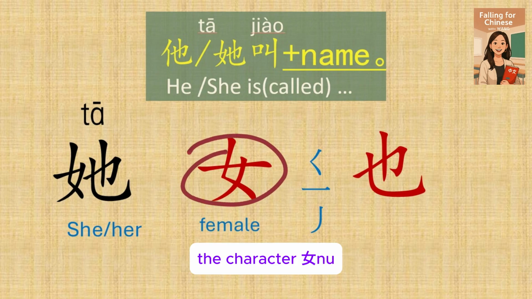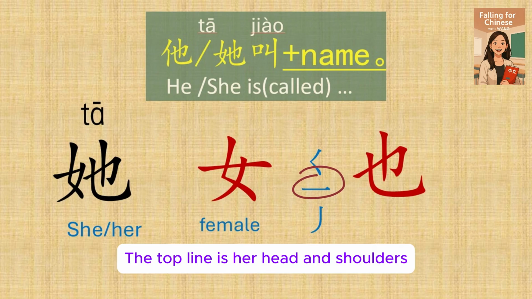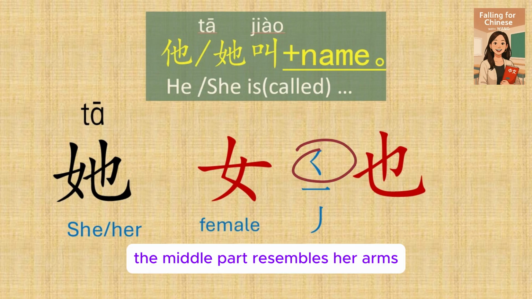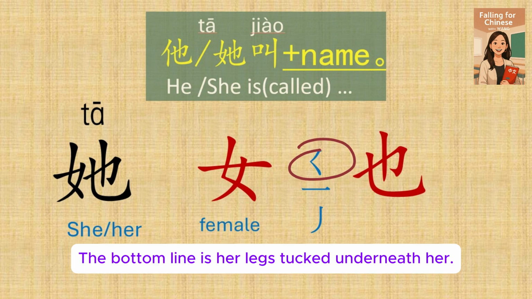The character 女 looks like a woman kneeling with her arms crossed. The top line is her head and shoulders. The middle part resembles her arms placed gracefully on her thigh. The bottom line is her legs tucked underneath her.